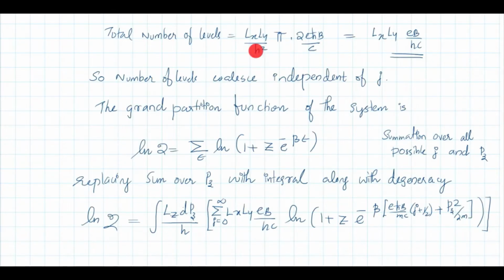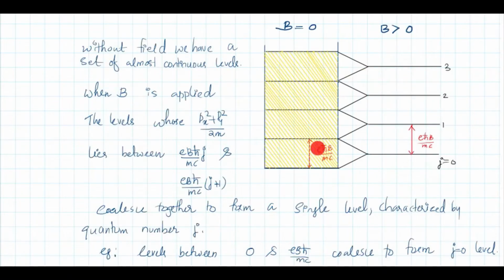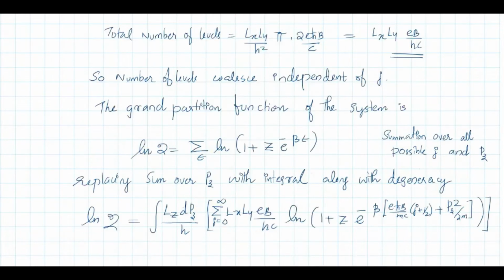Taking the difference, you will get Lx Ly by h square into pi into that difference, which is 2 eh cut b by c. So the total number of levels is Lx Ly into eB by hc. The interesting fact is that this number is independent of j. That is, the number of levels in this interval will all be the same. Irrespective of the value of j, the number of levels that coalesce together to form a discrete level will be the same, and that number is given by Lx Ly into eB by hc.